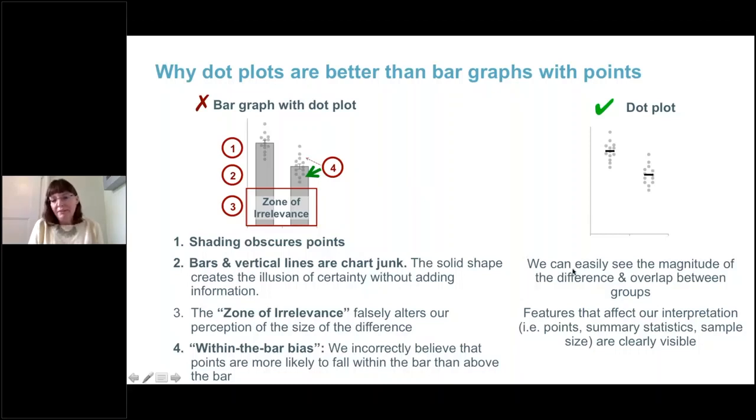In contrast, when we look at the dot plot, it contains all the information we need and nothing we don't. So we can easily see the magnitude of the difference and the overlap between groups, and the features that affect our interpretation of the graph, like the points, the summary statistics, the sample size, and the amount of overlap between groups are clearly visible.